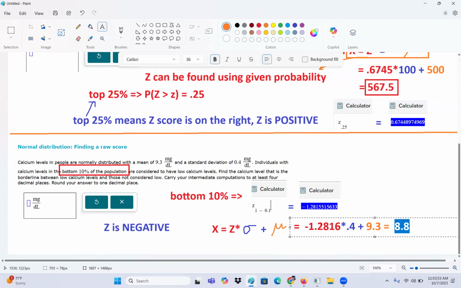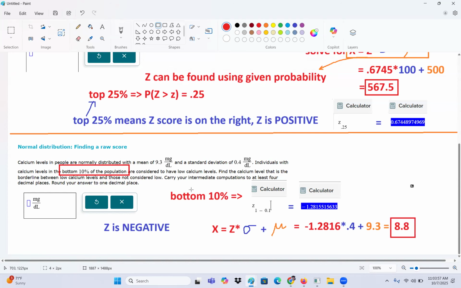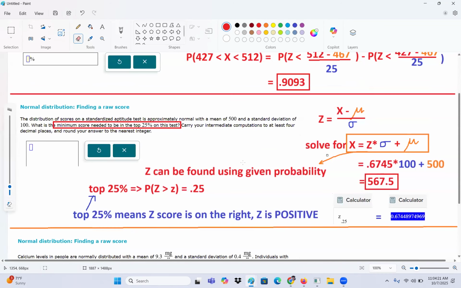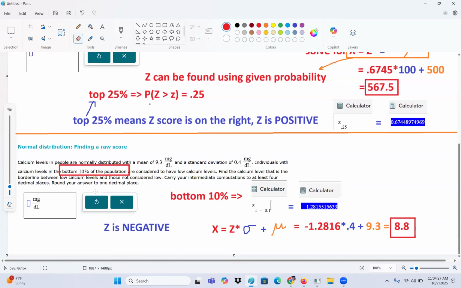Sometimes if you look around, it makes that switch for different problems. So for the bottom 10% you have to take 1 minus when you find a z-score. The top is on the right, so you don't have to do 1 minus, you just take the z of 25%. The z-score can be found given the probability, like top 25% or bottom 10%. And after we find the z-score, just multiply with the standard deviation plus the mean. I feel like that's pretty much it.